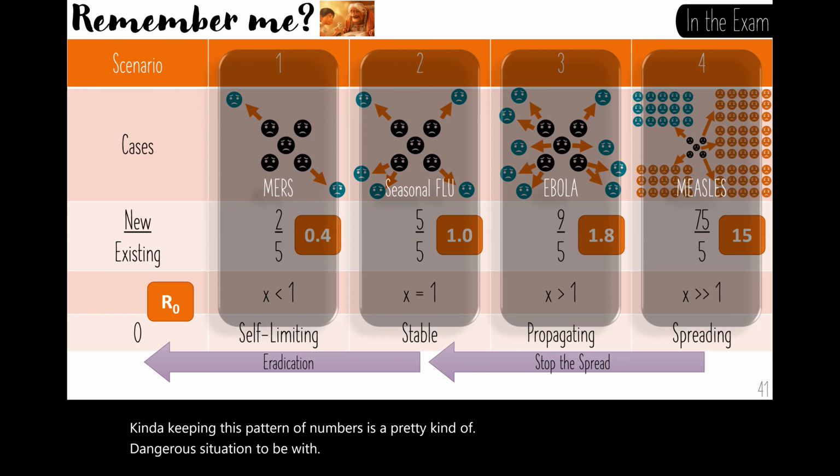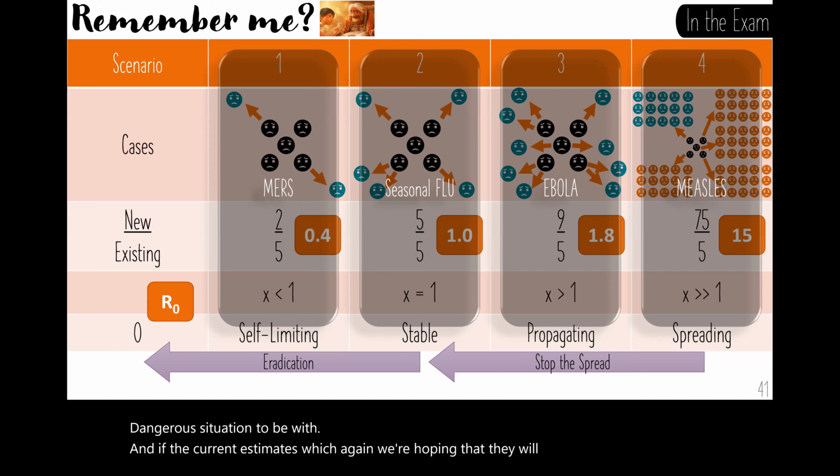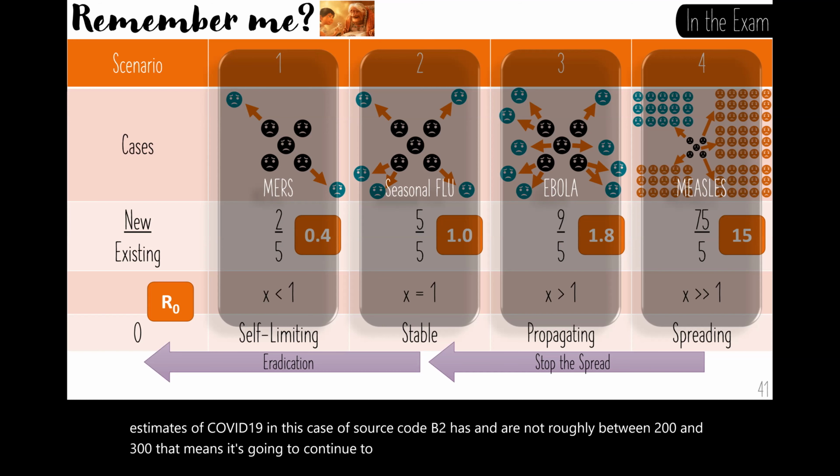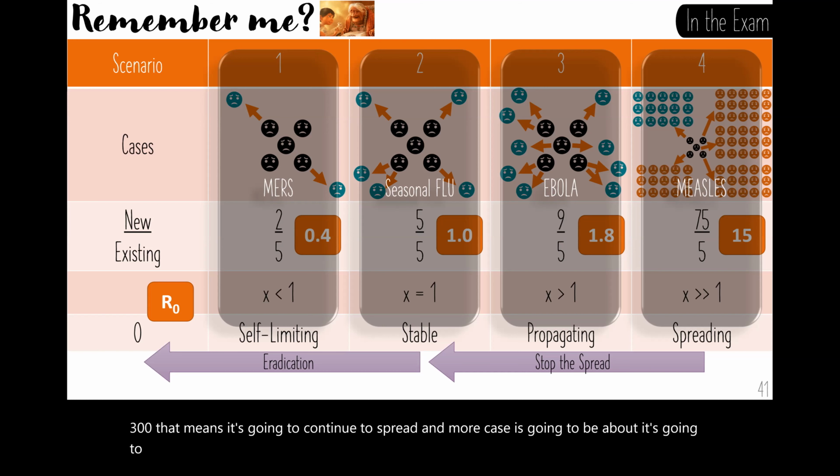And if the current estimates, which again we're hoping will change, of COVID-19, or SARS-CoV-2, have an R0 roughly between 2 and 3, that means it's going to continue to spread and more cases are going to appear. It's going to be doubling to tripling every round. So how do we stop this spread, right?